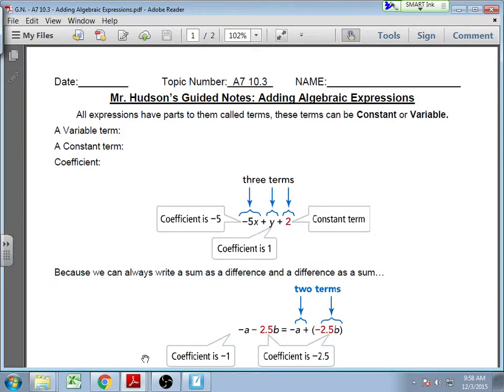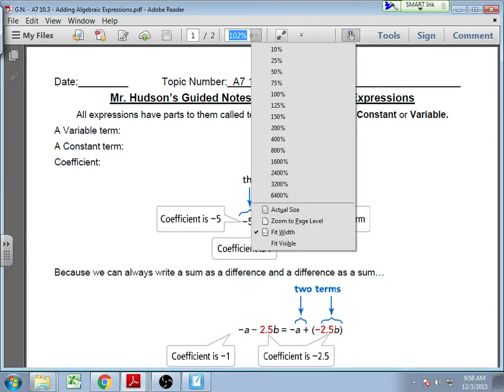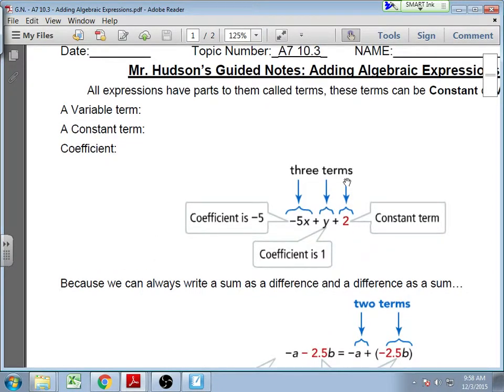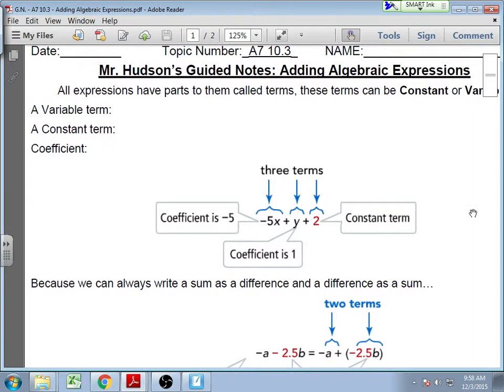So, we want to identify what makes up a variable term, what makes up a constant term, and what makes a coefficient.